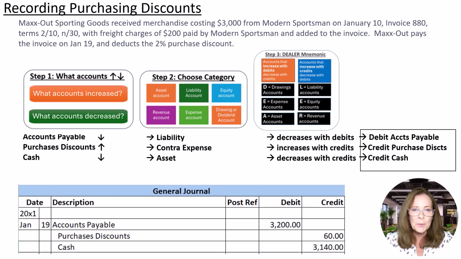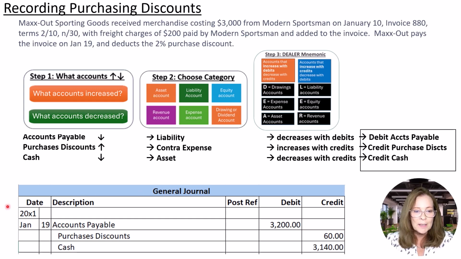$3,140. Next, we analyze the transaction and find that the business now has less accounts payable, which is a liability, which decreases with debits, so we debit accounts payable. Purchase discounts are increased because the business is taking the purchase discounts within the 10-day time period, and purchase discounts are contra expense accounts, which increase with credits, so we credit purchase discounts. The business now also has less cash. Cash is an asset, and assets decrease with credits, so that means we need to credit cash.